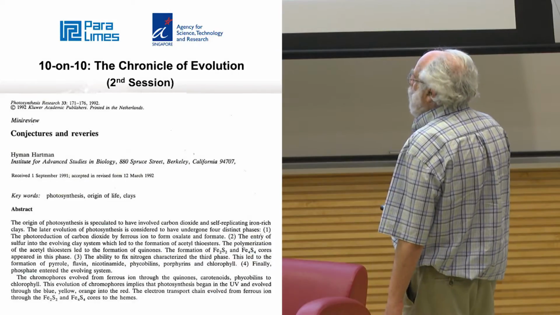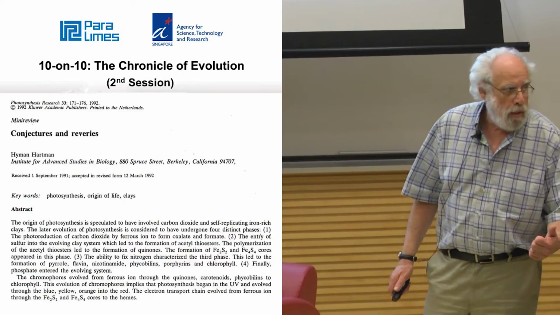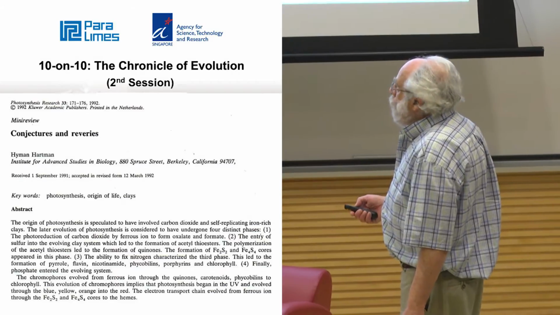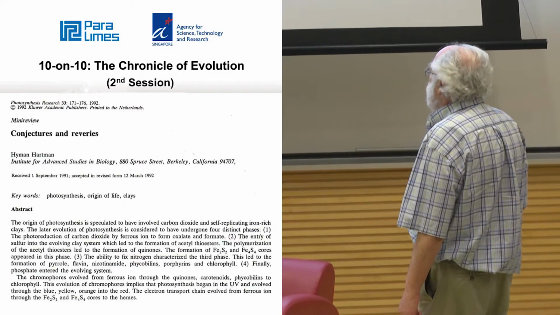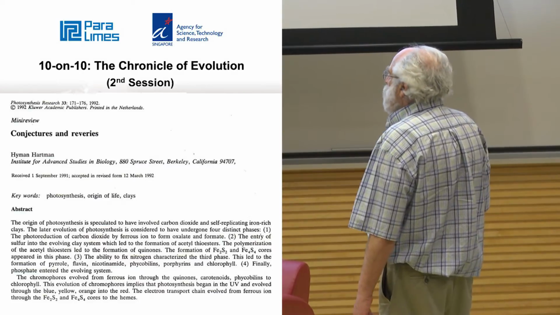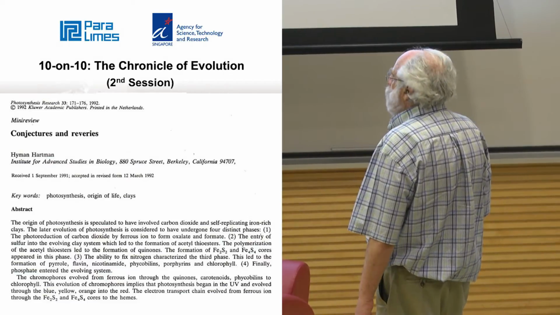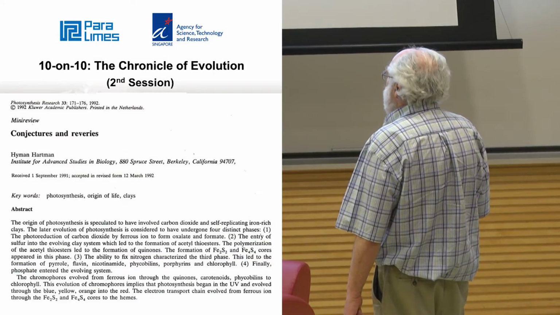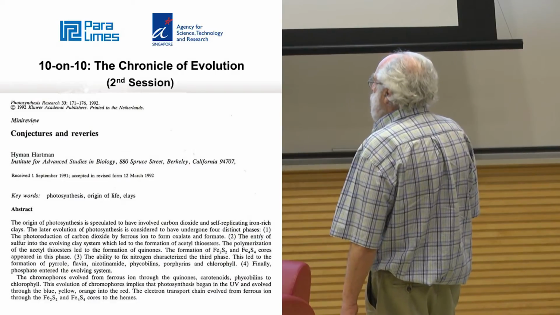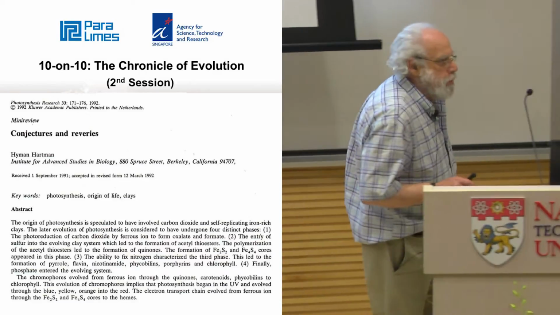4, finally, phosphate entered the evolving system. Phosphate came in last. The chromophores evolved from ferrous iron through the quinones, carotenoids, phycobilins, to chlorophyll. The evolution of chromophores implies that photosynthesis began in the UV and evolved through the blue, yellow, orange into the red. The electron transport chain evolved from ferrous iron through FeS2, Fe4S4, and cores to the hemes.